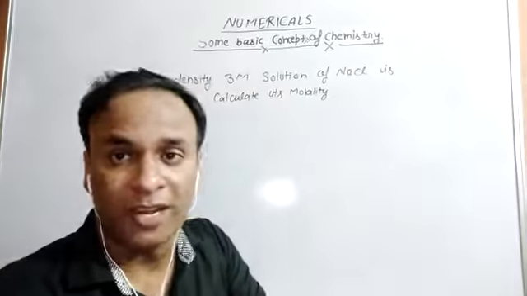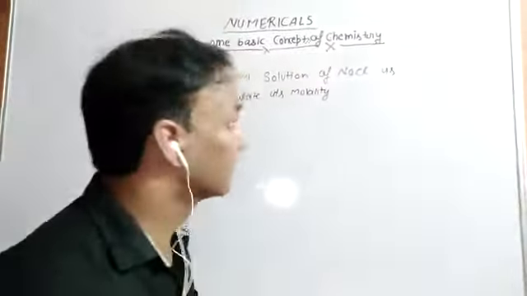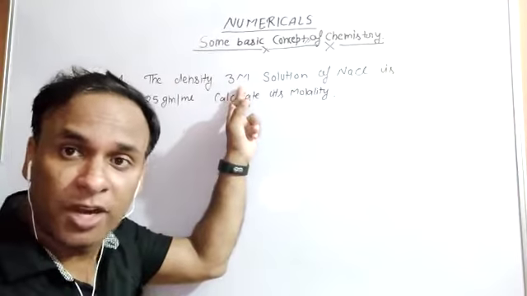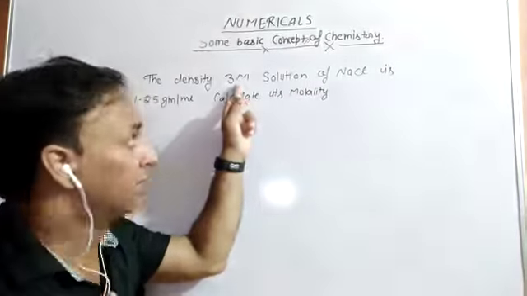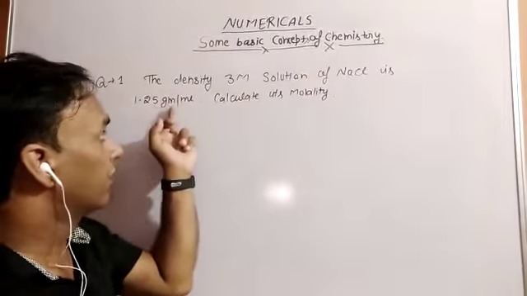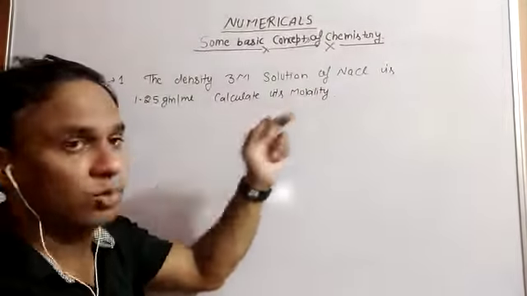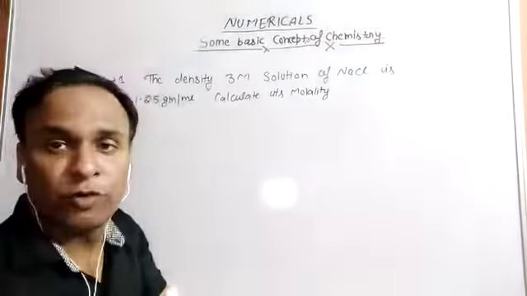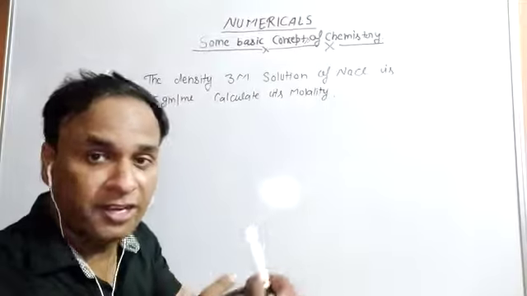Now the first numerical is, look at the board: the density of 3M solution. Molarity is represented by capital M. The density of a 3M solution of sodium chloride is 1.25 gram per ml. Calculate its molality. We have to calculate the molality of the solution. First of all, we have to write the given data.